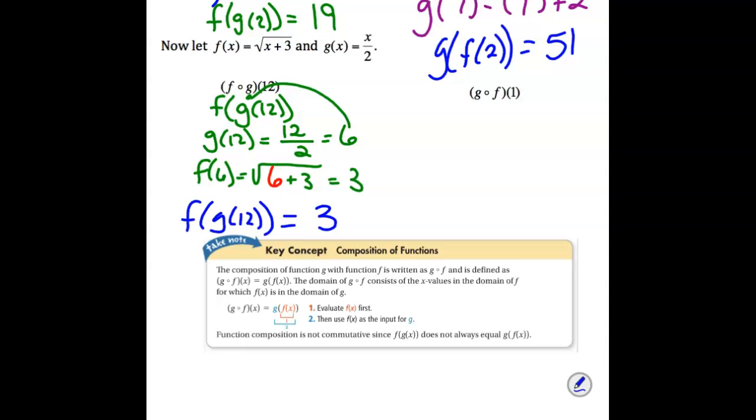All right, go ahead and pause the recording and try this one, and then turn it back on when you are ready.